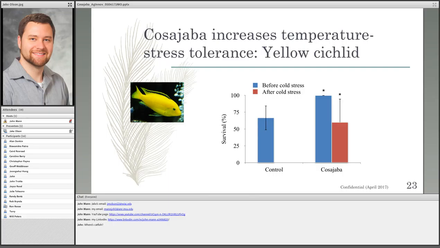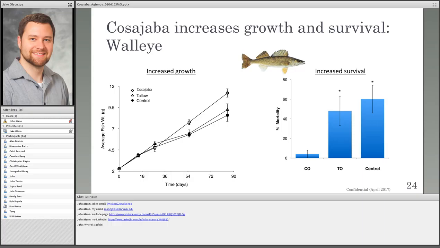And when that happened, those fed Cosajaba survived substantially better than those who were not fed Cosajaba. And as you can see, after the cold stress, zero survival in those fed a control diet. So this got us pretty excited, and we decided, okay, let's ask for a little bit of money and see if we can start assessing the effects of Cosajaba in some more commercially relevant aquaculture species.